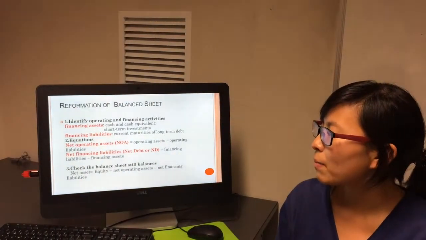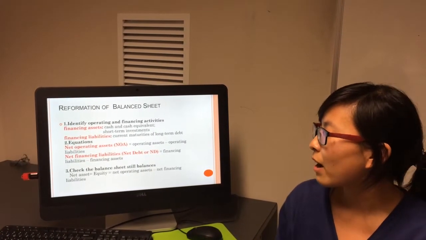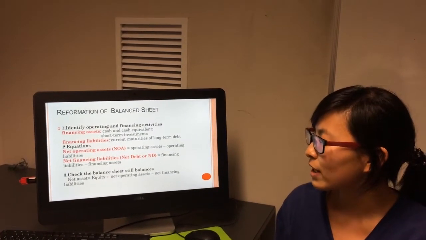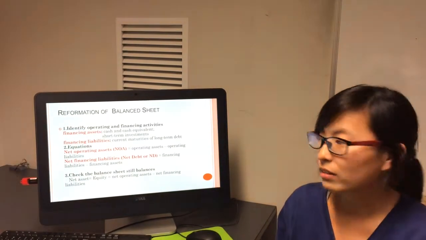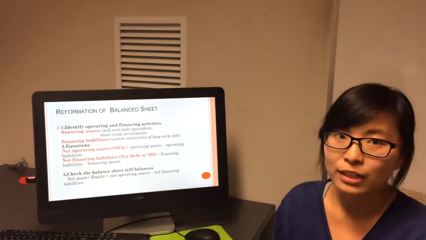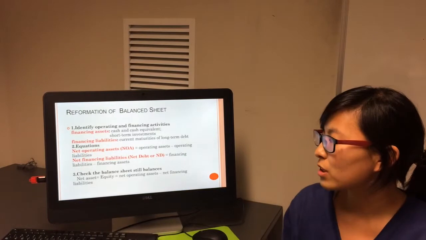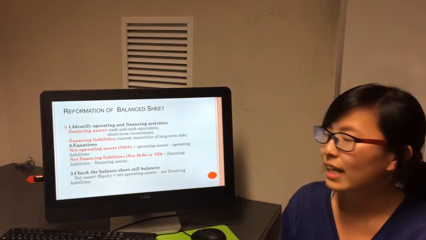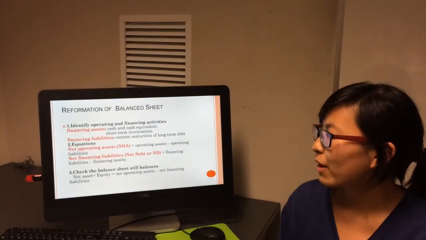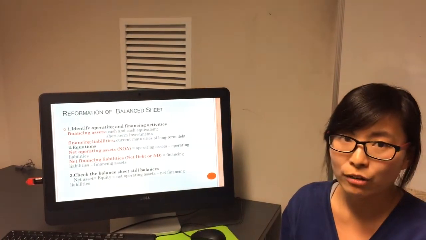So according to the balance sheet of the company, there are 2 financial assets. They are cash and cash equivalents and short-term investment. As for the financing liabilities, there is only one account: current maturities of long-term debt. After we identify the operating and financing activities, in the next step, we will use the equations to calculate net operating assets and net financing liabilities. The equations have been presented on the PowerPoint, so it's very easy for us to calculate them.